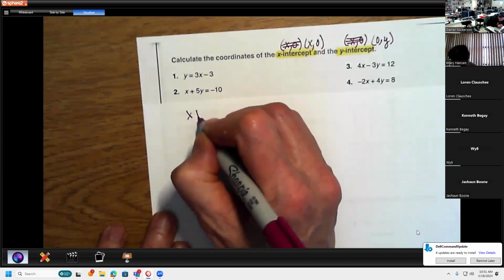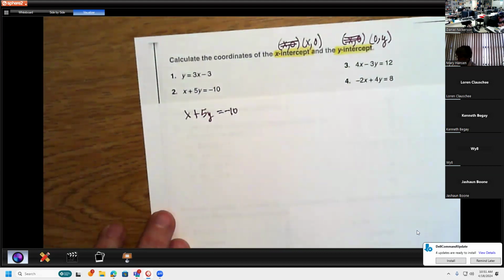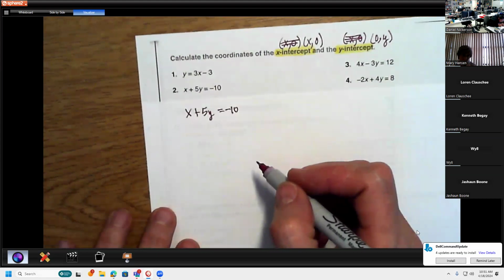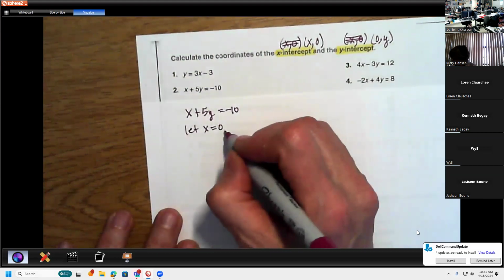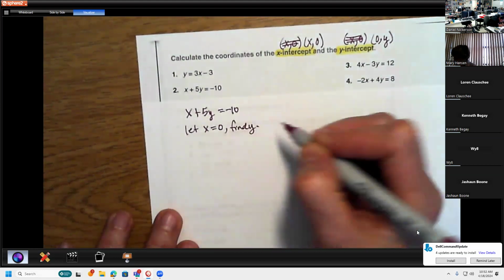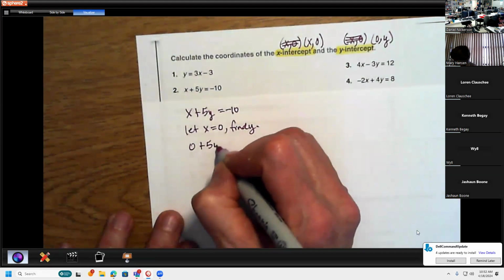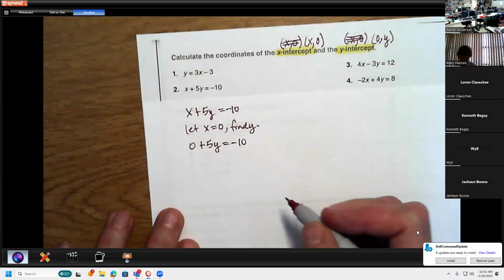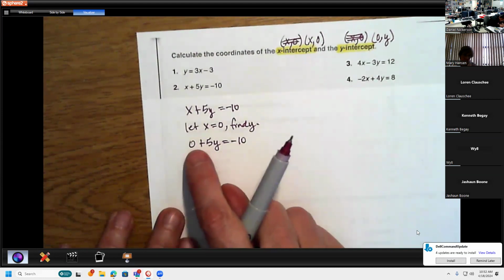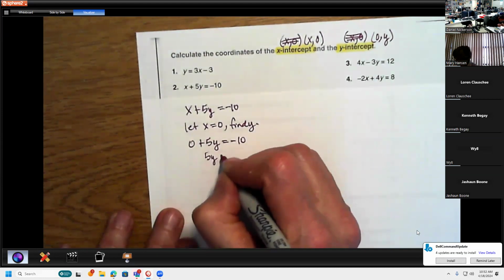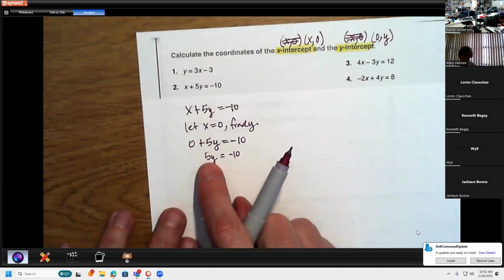So if I have x plus 5y equals -10, you may need to do this on another sheet of paper. Let's start by letting x equal 0, and then we're going to find y. If I put in 0 for x, all I did was take out the x and put in the 0. 0 plus 5y is just 5y. This is 5 times y.